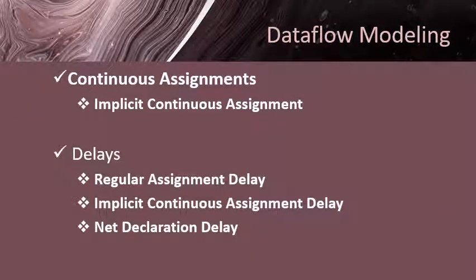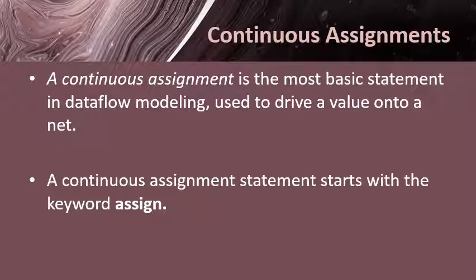In data flow modeling, the most basic element is the assignment statement. Assignment statements can be continuous assignments or with delays. The continuous assignment statement can be of the implicit continuous assignment type as well. And under assignment statements with delay, you can have three variations: regular assignment delay, implicit continuous assignment delay and net declaration delay. Without knowing the name, you are already familiar with continuous assignment.